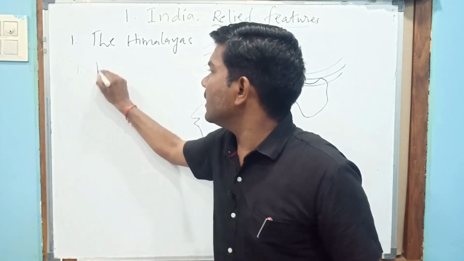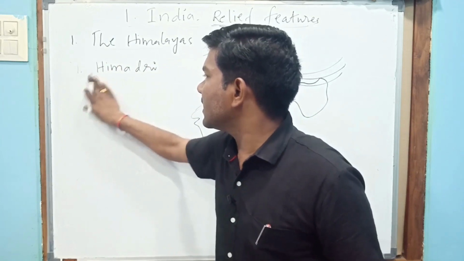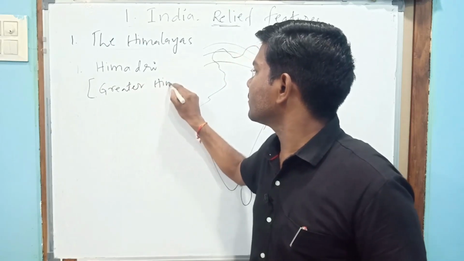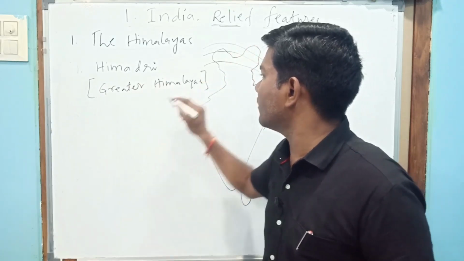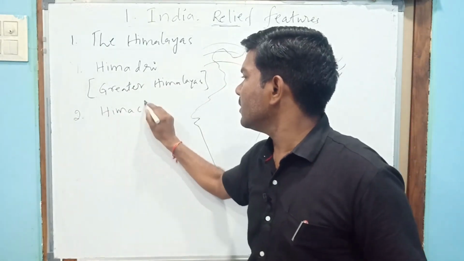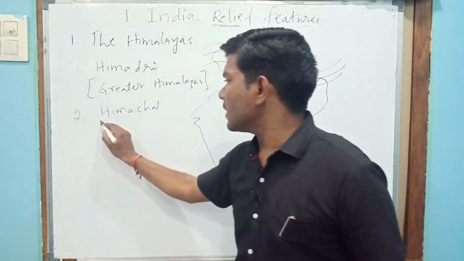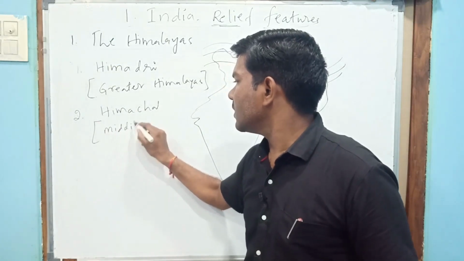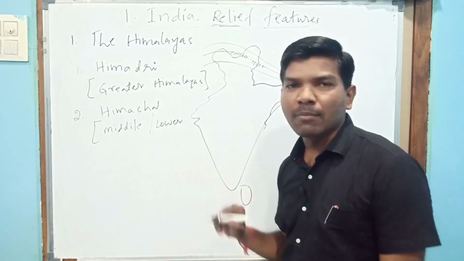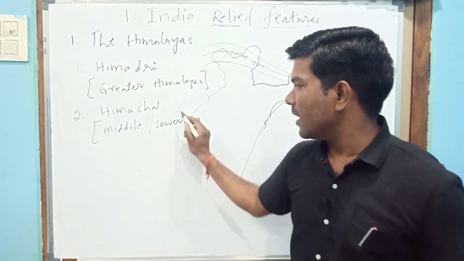The first one is Himadri. This Himadri is also called the Greater Himalayas. And the second one, the middle one, is called Himachal. Himachal is located between the two, in the middle. So it is also called the Middle Himalaya. It is also called the Lower Himalaya, or the Lesser Himalaya.